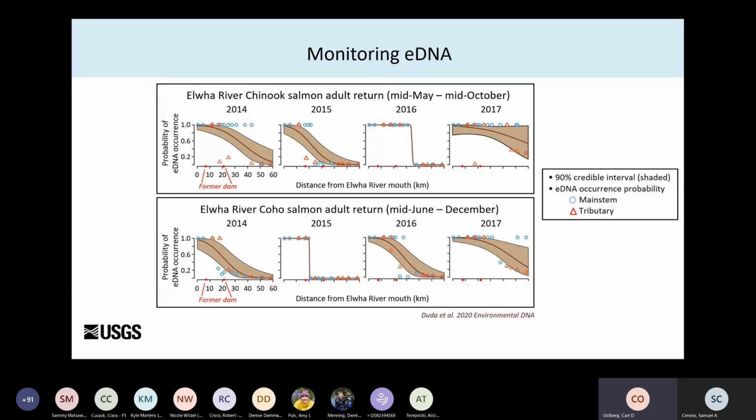The results indicated that the probability of detecting eDNA of Chinook and coho increased upstream over time, suggesting that adults had accessed habitats further upstream in higher numbers from the beginning to the end of the study. And so from a management perspective, it seems that eDNA data indicate that the objectives for dam removal are being met. There is fish passage and connectivity.